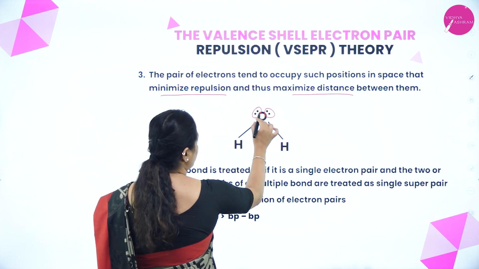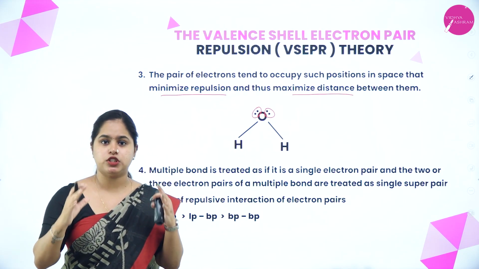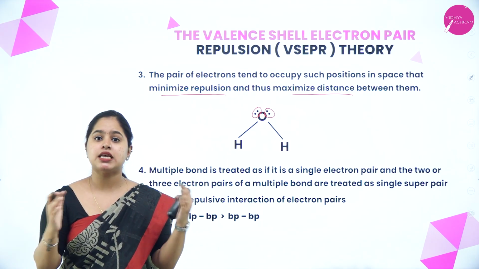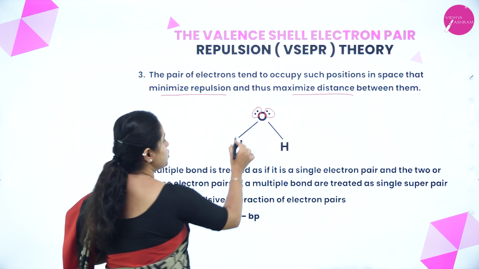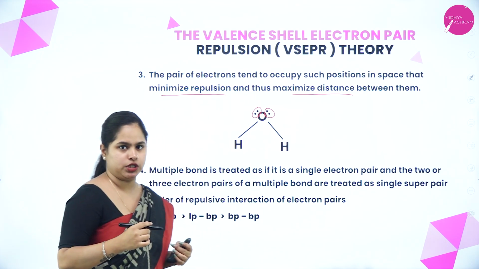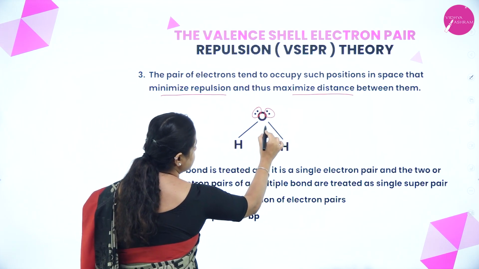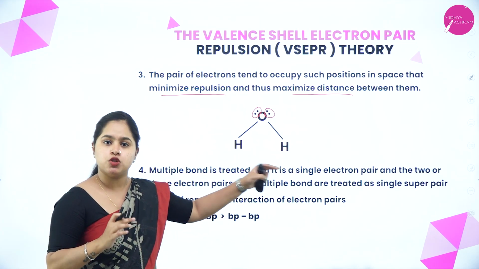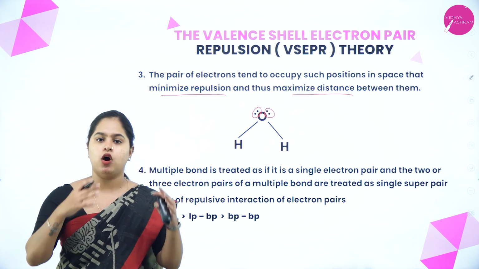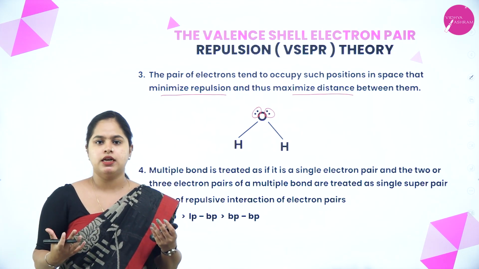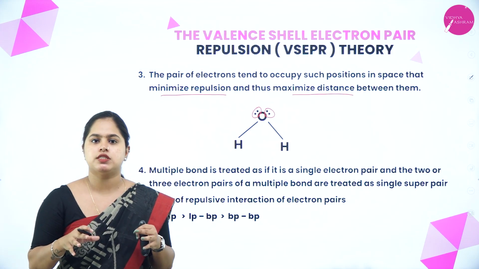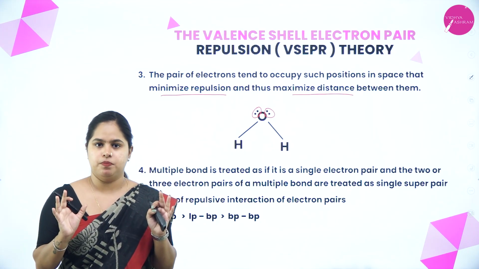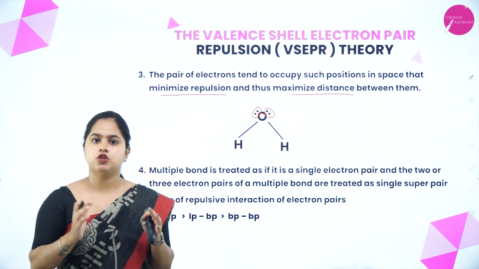These 2 lone pairs are trying to attain a position in space where they are repelled to the minimum and the distance is maximum. So they occupy these positions. If they are coming a little bit towards this direction, there is a bond here as well. So what do the electron pairs do? They try to find positions in which the repulsion among them is minimum and the distance is at the maximum.